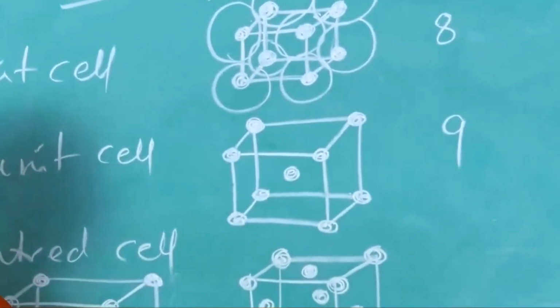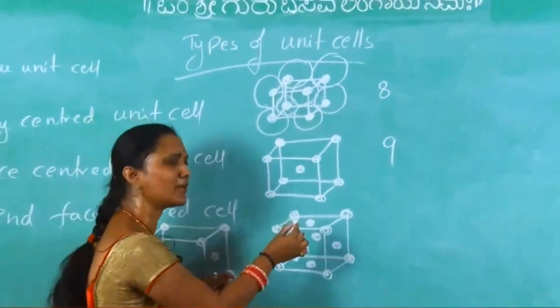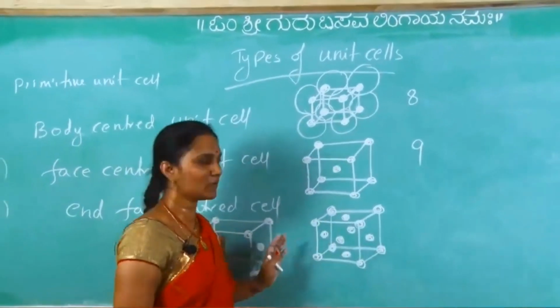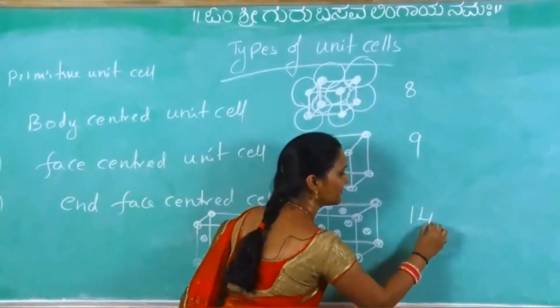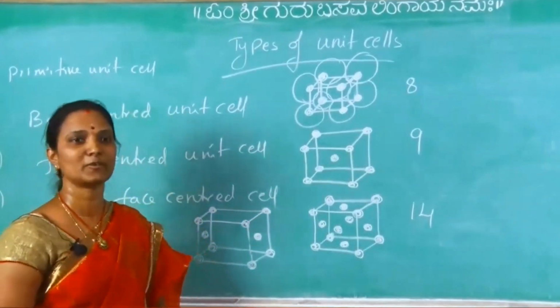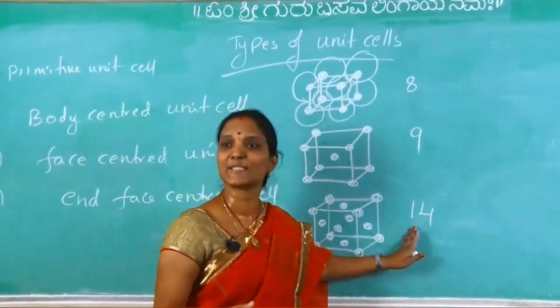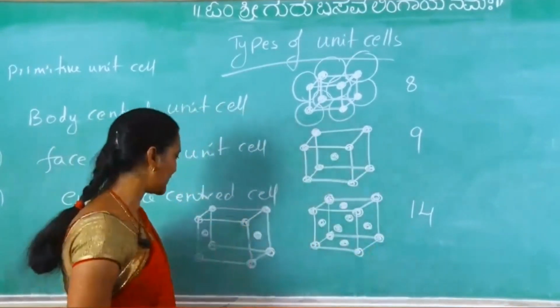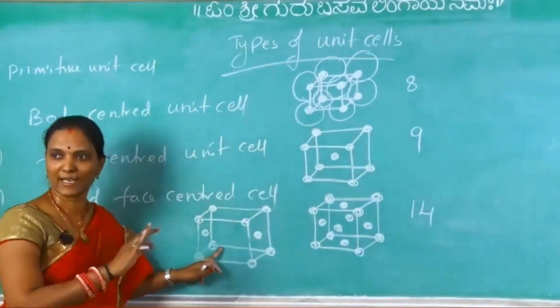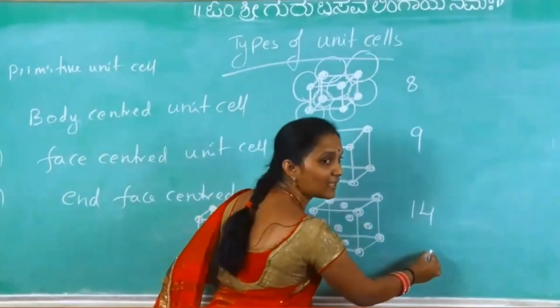In FCC, the number of lattice points is 8 plus 6. Again, 1, 2, more is not required. So how many lattice points? Anyhow, we are good in addition and subtraction, no? In those two only we are good, not in multiplication and division. That is a little difficult. So now, how many lattice points are there? 14 lattice points. And here, how many lattice points? 8 corners, 2 face centers. So the number of lattice points is 8 plus 2.